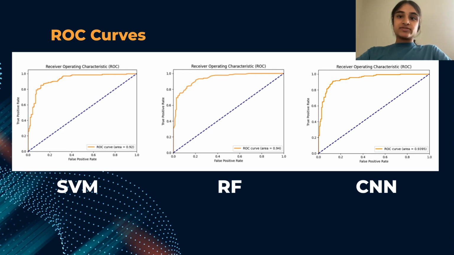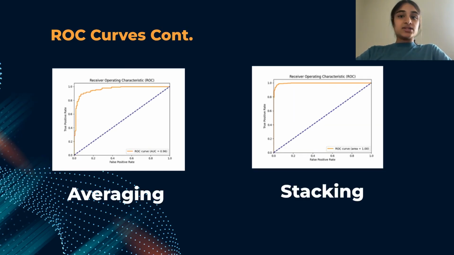The ROC curves demonstrated the models' ability to distinguish between the classes. The SVM had the highest AUC among the base models, followed by CNN with RF trailing behind. Among the ensembles, the averaging model had an AUC of 0.96, while the second ensemble achieved a near-perfect AUC, which confirmed its superior class separation capabilities.